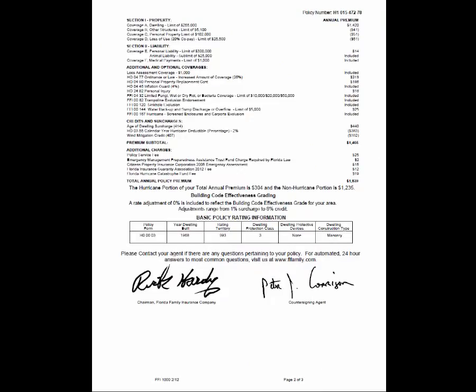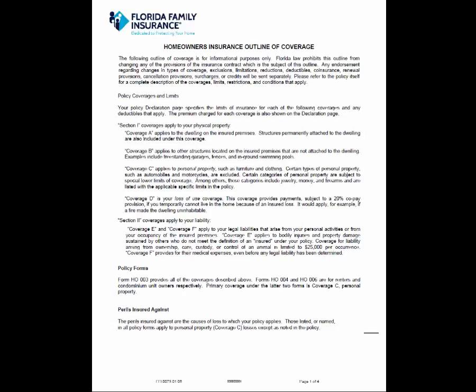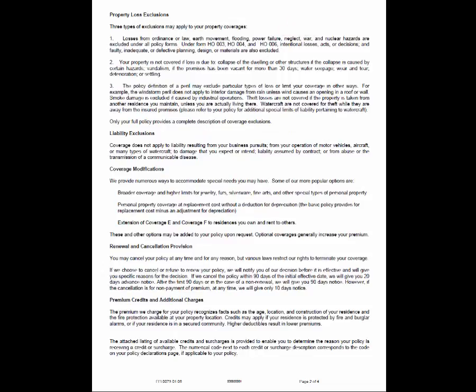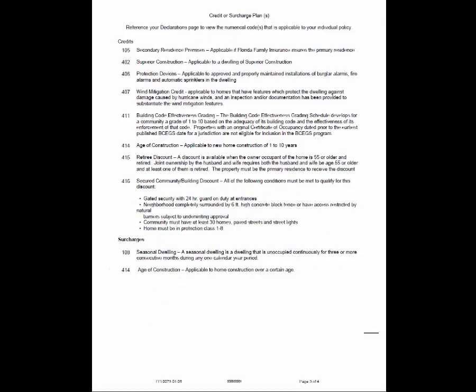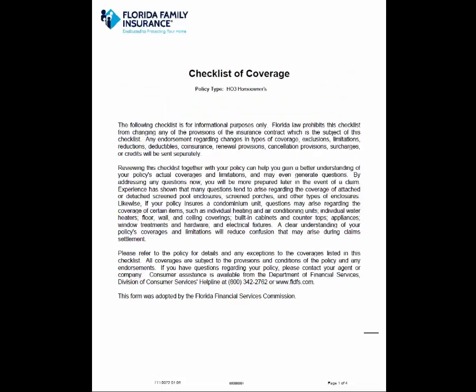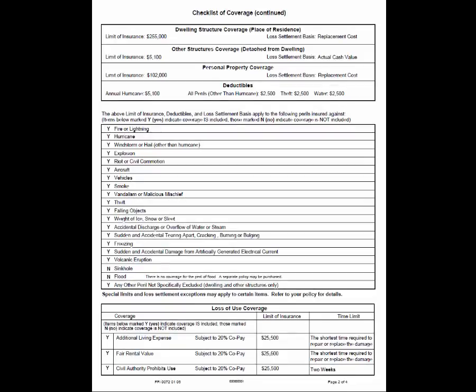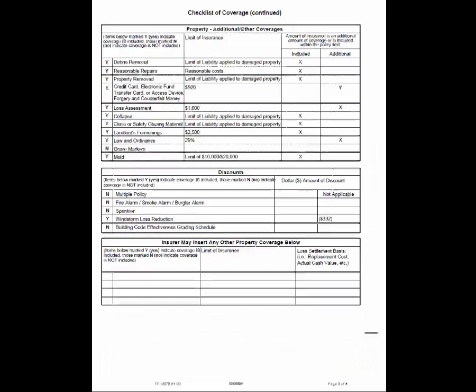So on this page that we're looking at right now, this is your declarations page, which is essentially a big summary of what you've got, with a list of various coverages and the premiums involved. And after that, you've got an actual outline, which breaks it down a little further into what various things are and how they're supposed to work, what's covered, what's excluded, in easier to understand terms. And then you've got a checklist, a listing of what's covered and what's not covered, trying to make it as simple as possible to understand what is in your policy.